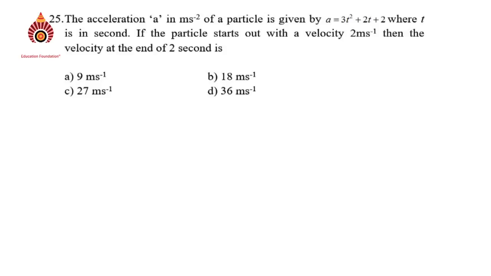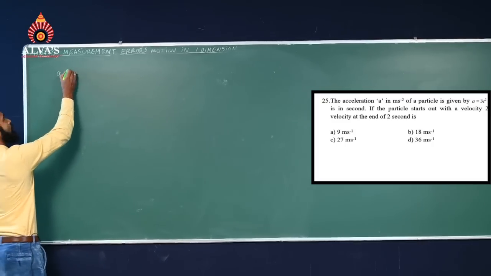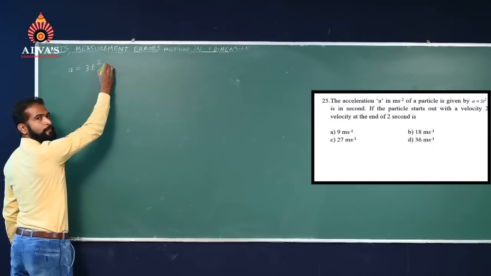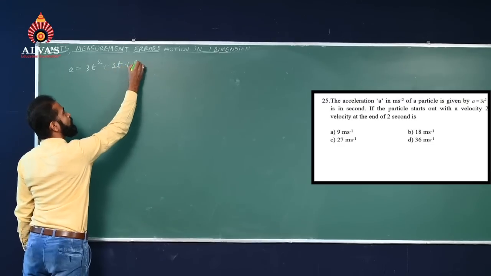Next question. The acceleration a in meter per second square of a particle is given by a is equal to 3t square plus 2t plus 2, where t is in seconds. If the particle starts out with a velocity of 2 meter per second, then the velocity at the end of 2 seconds is. So the given equation is a is equal to 3t square plus 2t plus 2.